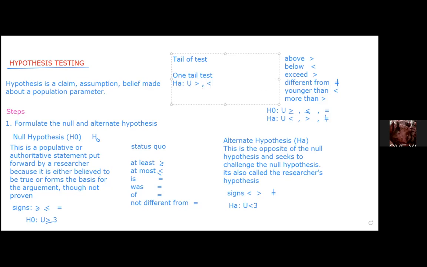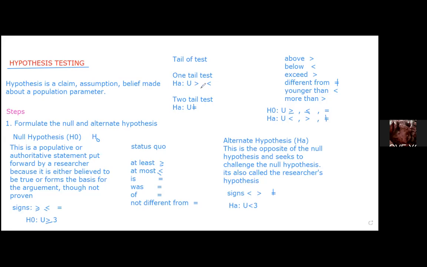Now I have the two tail test. The HA contains not equal to. Okay, not equal to. So this is how to determine the tail of a test. If you formulate it correctly, then you will be able to know the tail of the test correctly. So you look at your HA to identify your tail of test.